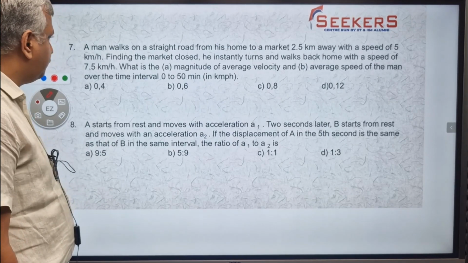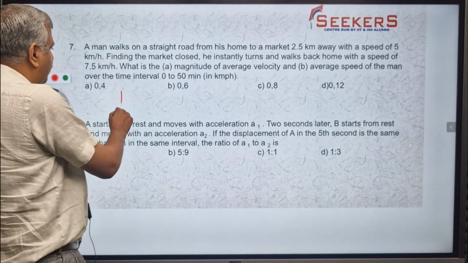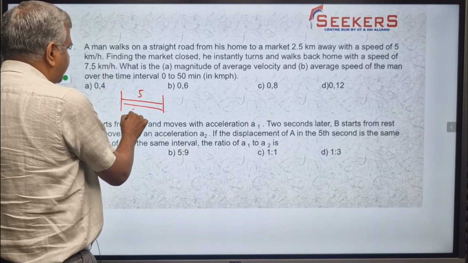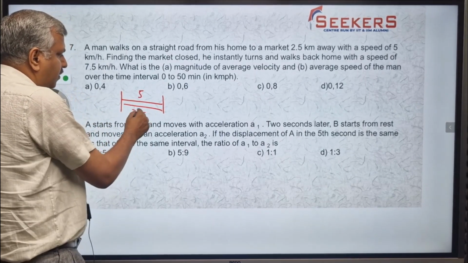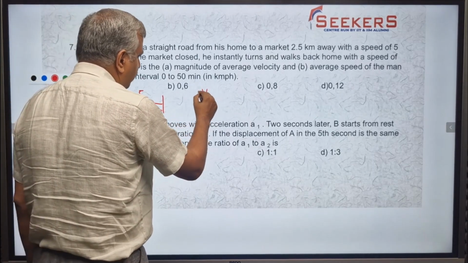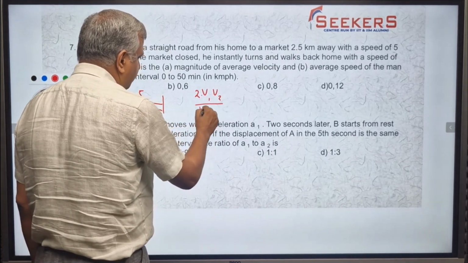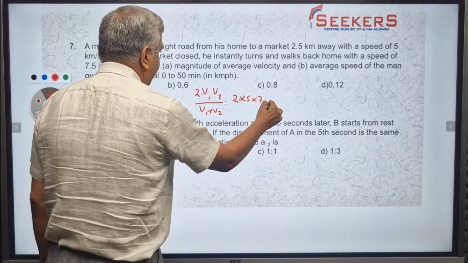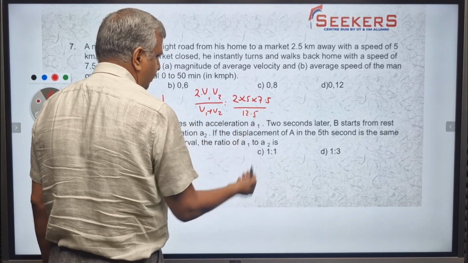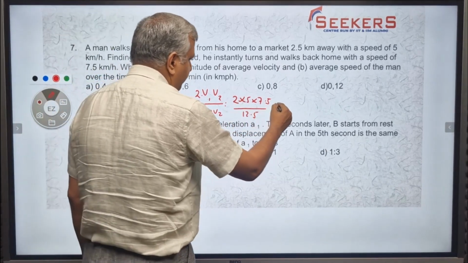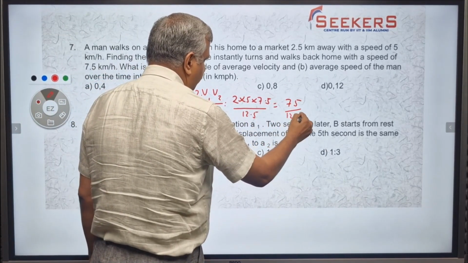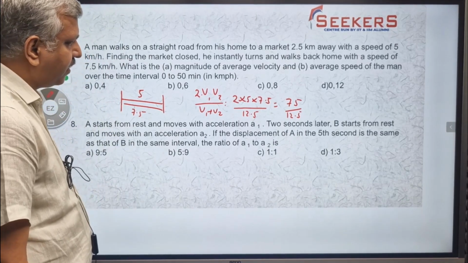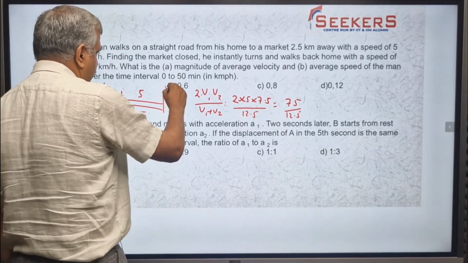Average speed of the man over the time taken, that means the man has gone from one point to another point at 5 kilometers per hour, returned at 7.5 kilometers per hour. The average speed will be 2 times v1 into v2 divided by v1 plus v2. So that will be 2 times 5 into 7.5 divided by 12.5. Okay, so this is 10 times 7.5, so it will become 75 divided by 12.5. So 75 by 12.5, 12 into 6 is 72. So it should be 6, option B.